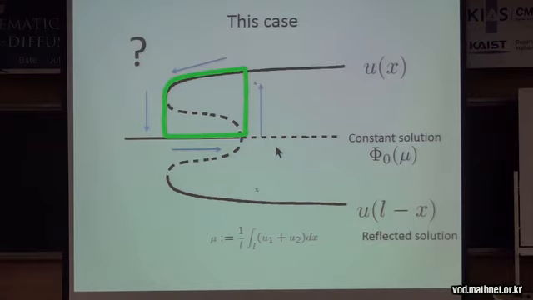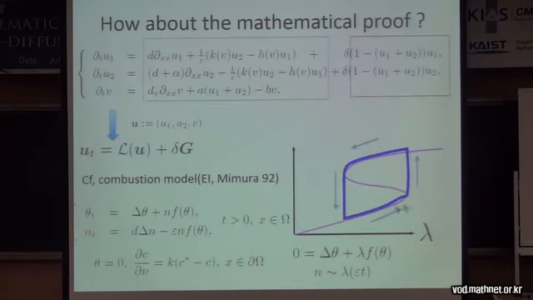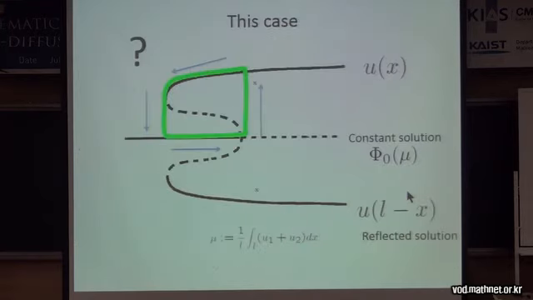Please remember that the general type of relaxation oscillation has a structure like this, with no solutions around here. But in our case, some unstable constant solution still exists here. So how can solutions go to the branch? This is a very difficult point in our case.